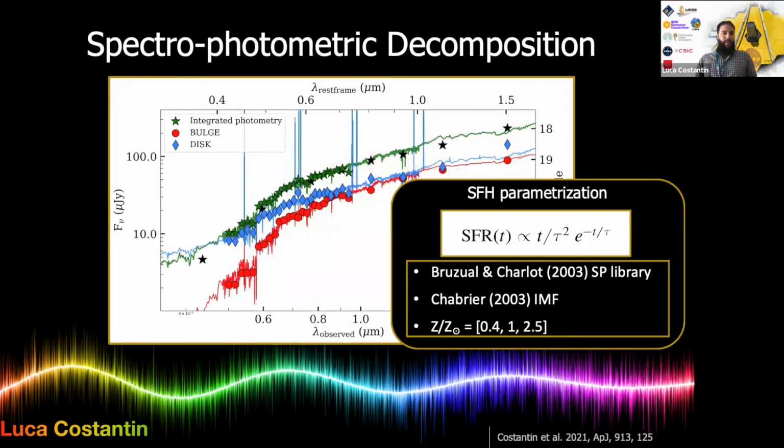So we model the star formation history of each component with a delayed exponential decline law. And I have listed here some other ingredients that we use for the SED fitting. You can find all the details about the fitting and the modeling, as well as the information about the spectrophotometric decomposition, in my works.